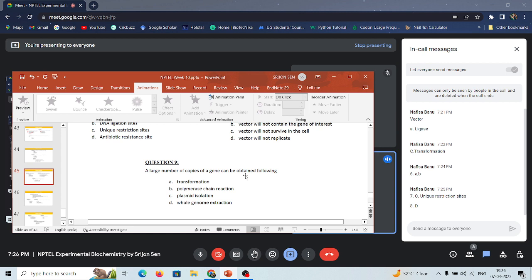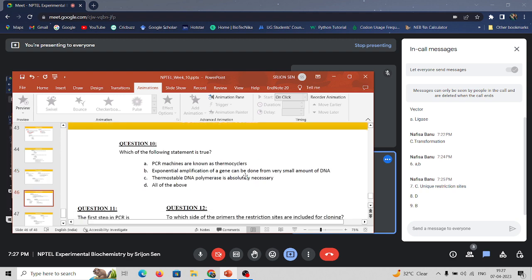Okay, question number 9. A large number of copies of a gene can be obtained following. How can you make multiple copies of the gene? Yes, we need to undergo polymerase chain reaction. So that helps in the generation of multiple copies of the gene. And as I was showing in the previous slides, after 29 to 30 cycles, you get numbers in 10 to the power 7, 10 to the power 8. Okay, so that is correct.